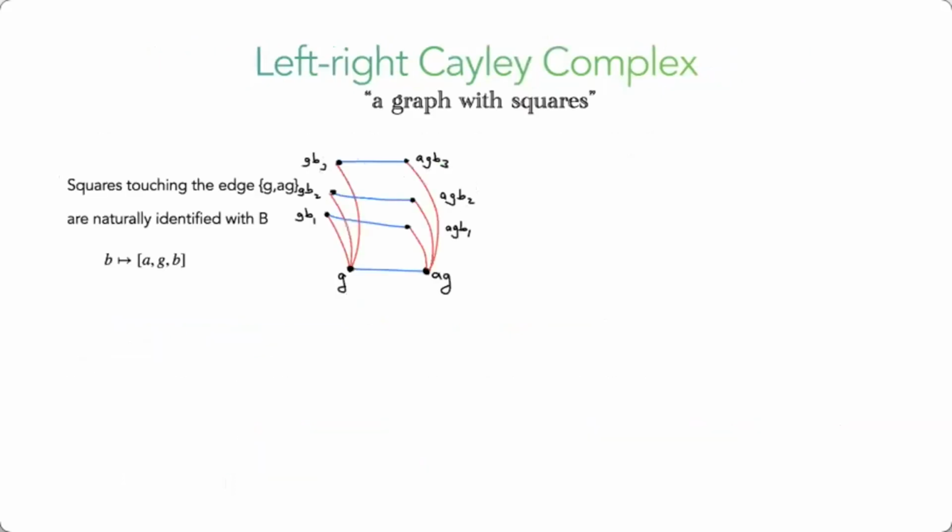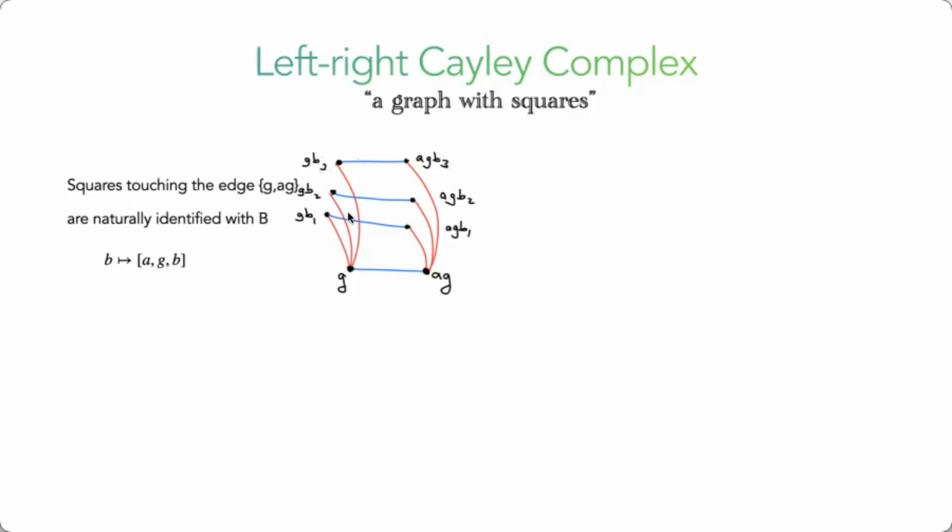Okay, so what's kind of nice is to look at neighborhoods inside this object. So suppose I have an edge from G to AG. Now I'm trying to figure out who are the squares that touch this edge. For every element B, for example B1, I have a square that goes from G to GB1, and also from AG to AGB1. And these two are also connected by an A, the same A that was connecting me here. So from GB1, I go to AGB1.